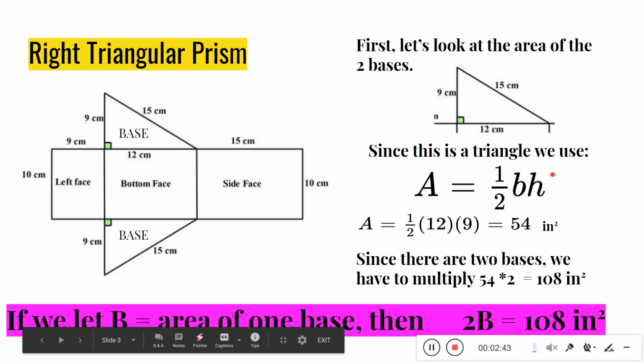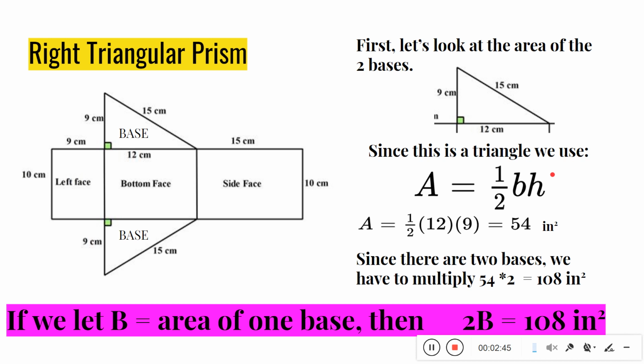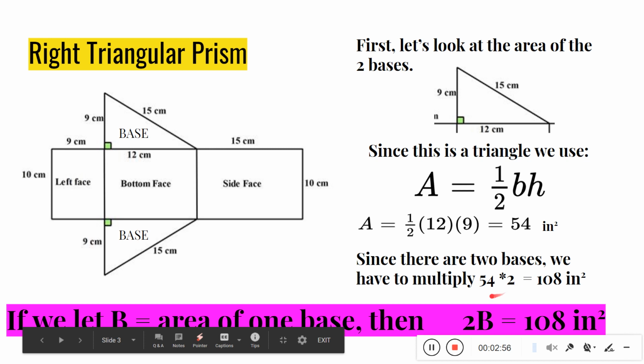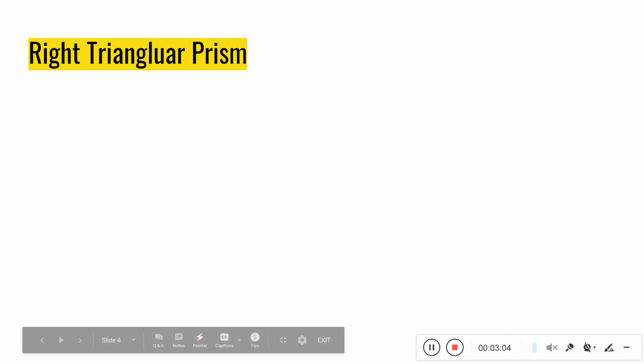So we're going to let B be the area of one base. So capital B in that formula that I showed you at the beginning is the area of one base. And we have to double that because we have 2 bases. So 2B is 108 square inches. So that's what's called the area of the base.